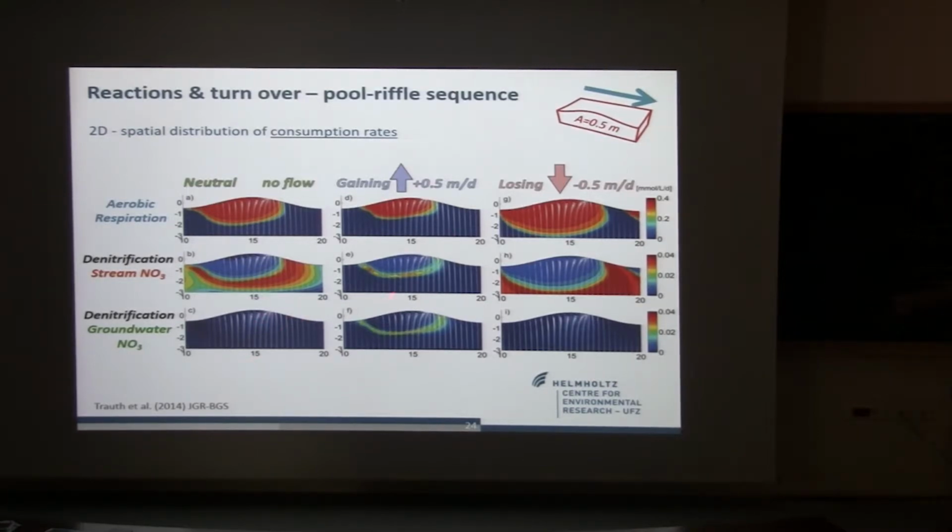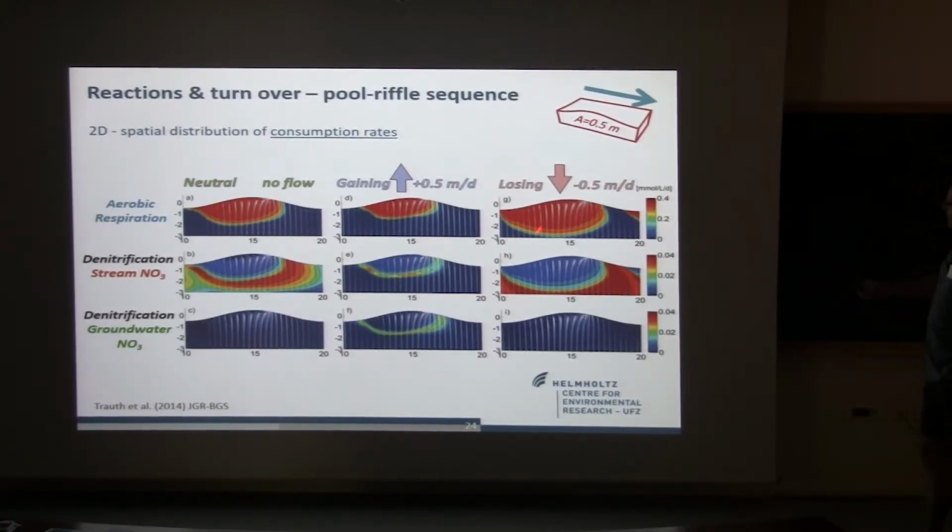Under the gaining condition, you can see that it's the same thing. The flow is a little smaller. It gets suppressed again, or the cell here gets smaller. And then I have a smaller fringe of denitrifying zone underneath. And then also underneath this zone, another zone where the groundwater that upwells can also denitrify because it hits a zone where the conditions are right for denitrification.